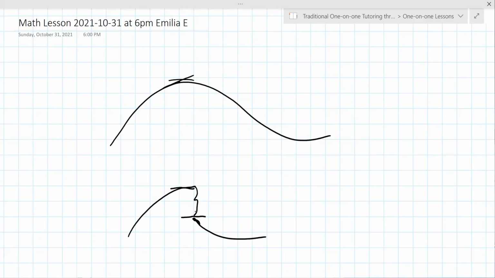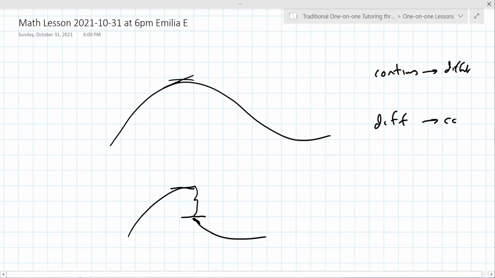Okay. So just because something is continuous doesn't necessarily mean that it's differentiable. But if it is differentiable, then it is continuous. So this is a yes or an always, and this is like a maybe. Okay.